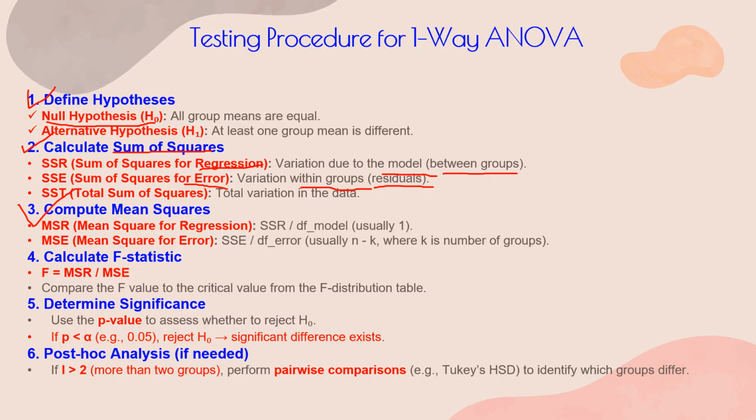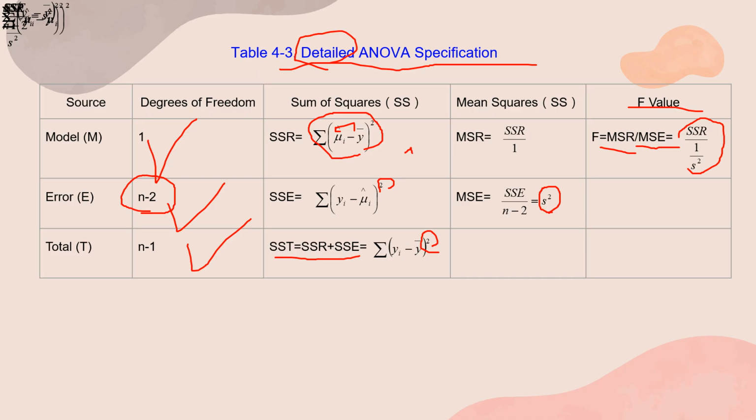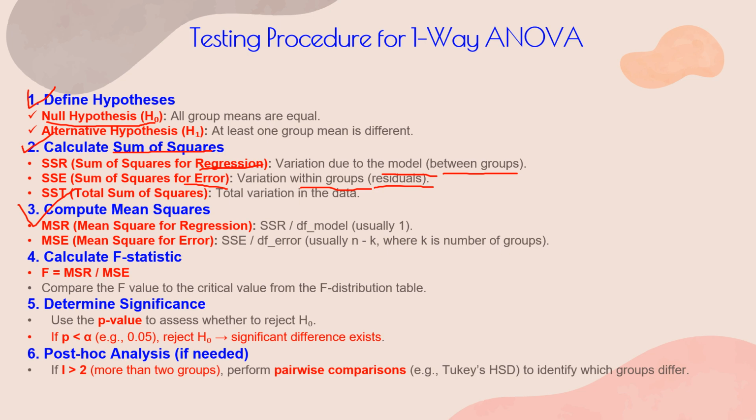Number 3, compute the mean squares. If you don't want a headache, you can go back to the detailed ANOVA specification table here. That's number 3, compute the MS. They have a formula right here, which is actually the same as the table. Number 4, calculate the F statistic: F equals MSR divided by MSE, or you can say MS model divided by MSE.